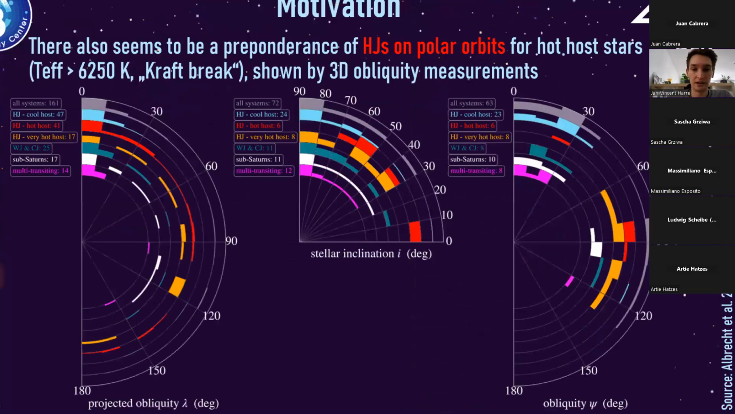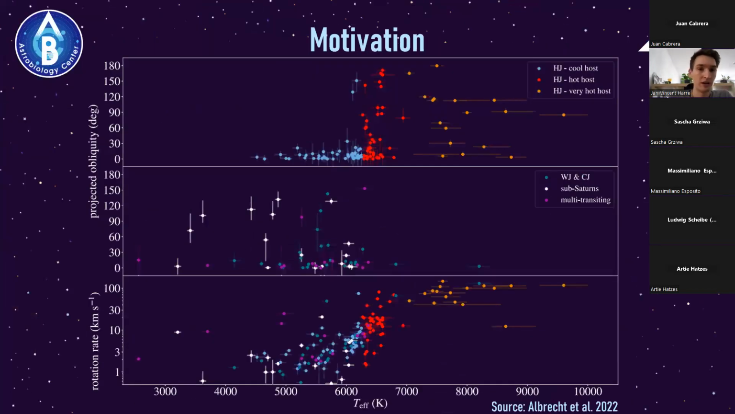Okay, going on. We have another slide which is similar to the ones before, but this also shows it quite nicely. So in the top plot, we have the hot Jupiters orbiting cool hosts, hot hosts, and very hot hosts with the same color coding as before. On the y-axis, we have the projected obliquity, and on the x-axis, we have the stellar effective temperature.